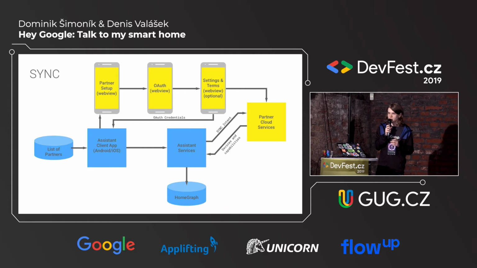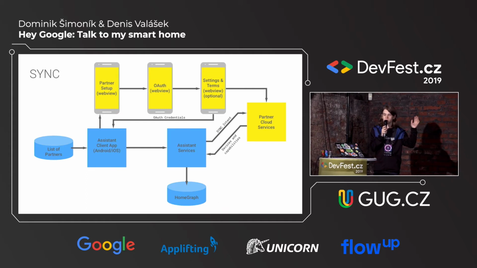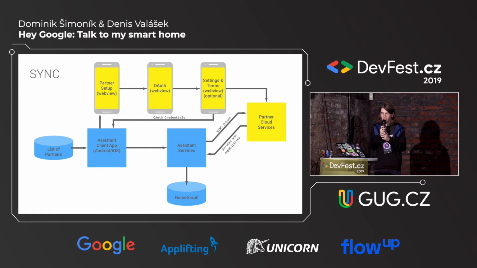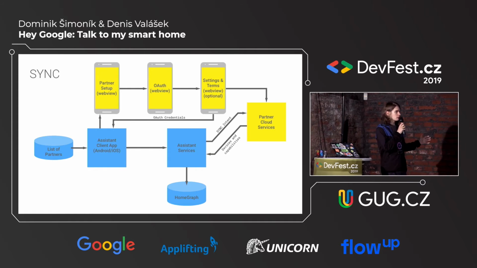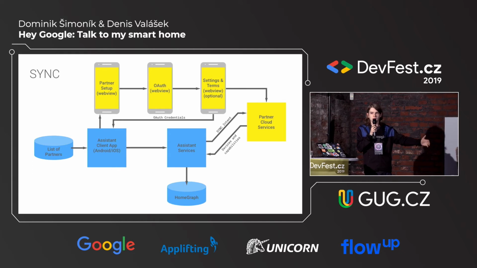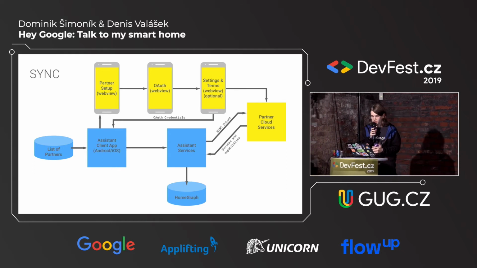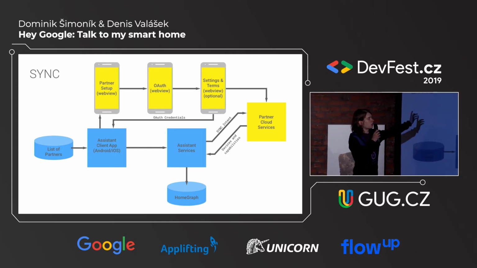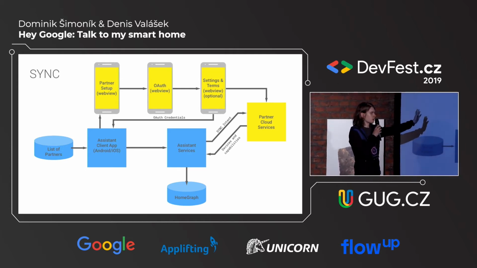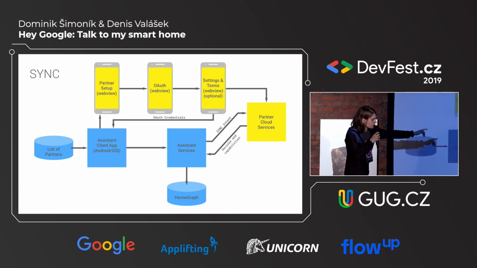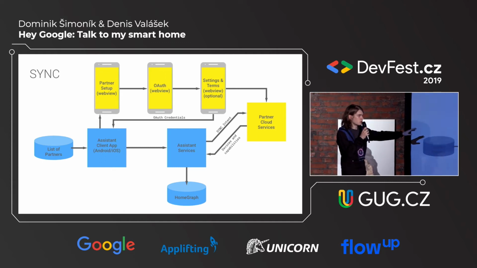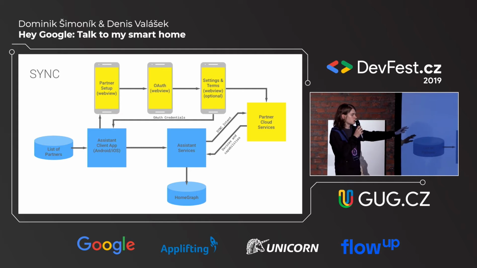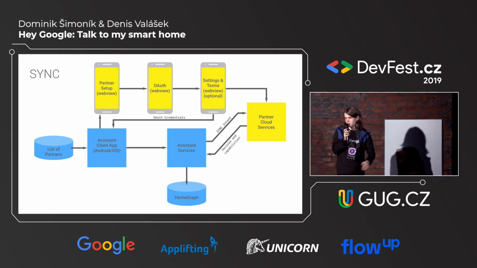And now let's get to the sync intent. Sync intent is the intent that is first called when the user signs into the app, when the account linking is complete. It handles getting all the devices from your cloud and syncing them with the Google Cloud, with the Home Graph. So here you can see the graph after the linking is complete. Assistant will get all the devices, their traits, their capabilities, and sync them with the Home Graph.